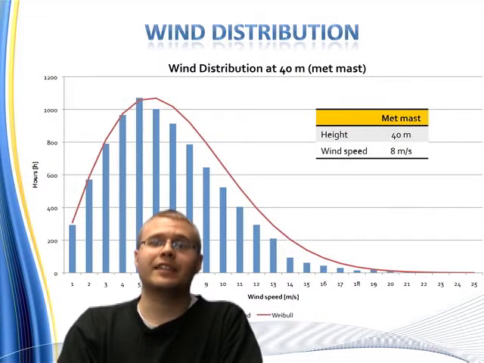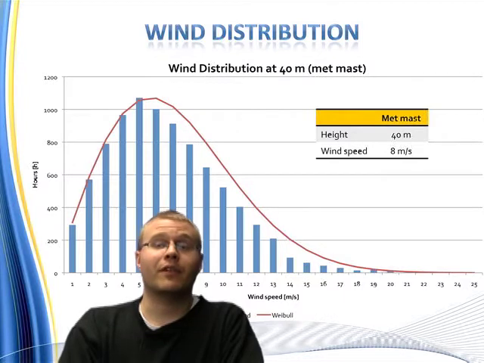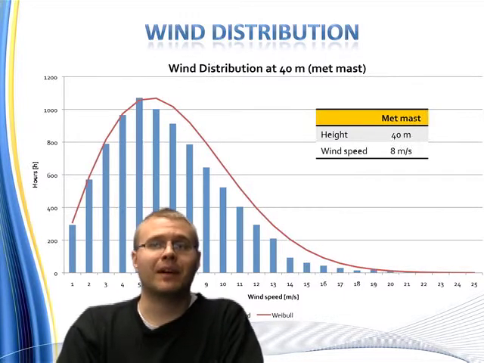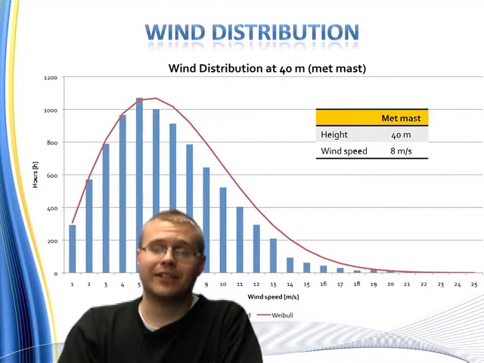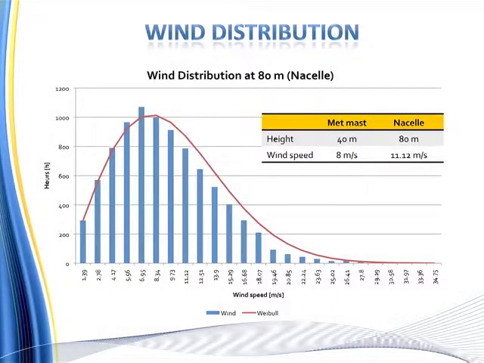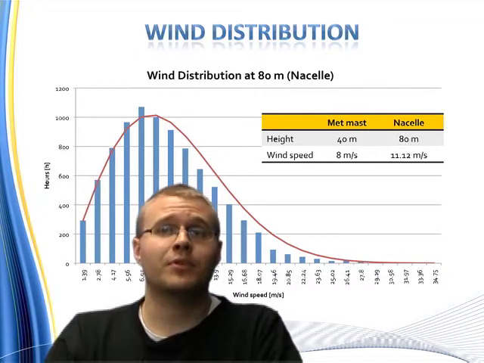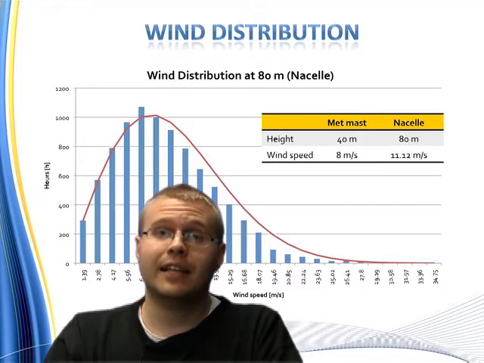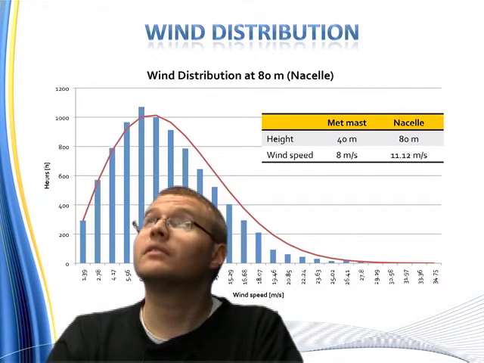As we can see, the wind distribution measured at 40 meters with a roughness of 3 follows the Weibull curve, and the average wind speed measured by the mast is 8 meters per second. By using the online calculator found at windpower.org, we found the average wind speed at 80 meters to be 11.12 meters per second using the roughness factor 1. This slide illustrates the wind distribution of our nacelle. As you can see, it follows the Weibull distribution.